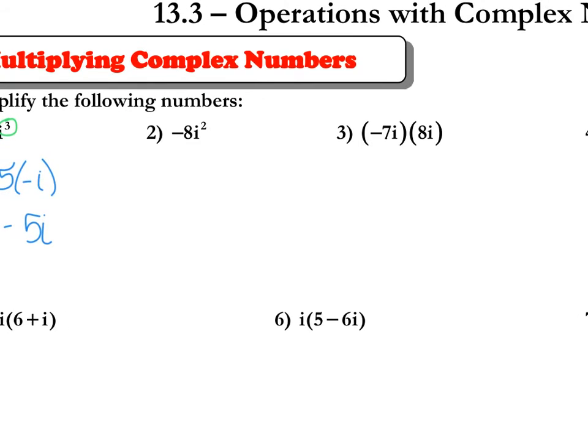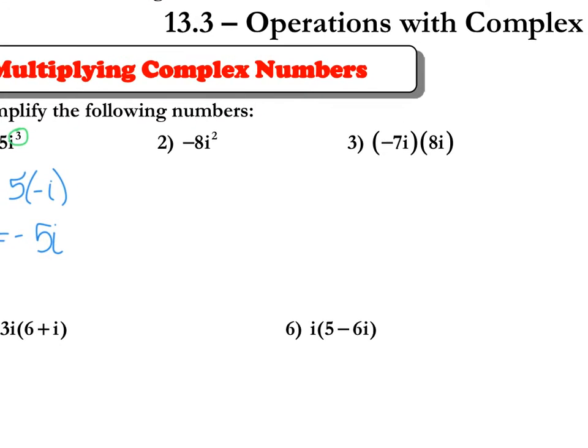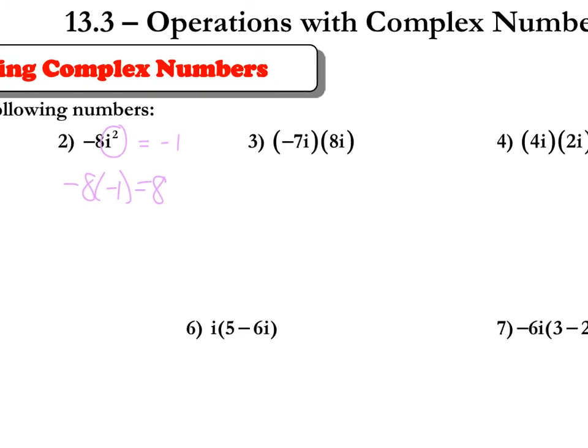Okay, so let's take a look at the second example. So we do have work to do on this problem since there's i to the second. So i to the second equals negative 1. So this is negative 8 times negative 1, which equals 8. Okay, i to the second is going to be the biggest one for you guys to remember. i to the second equals negative 1.